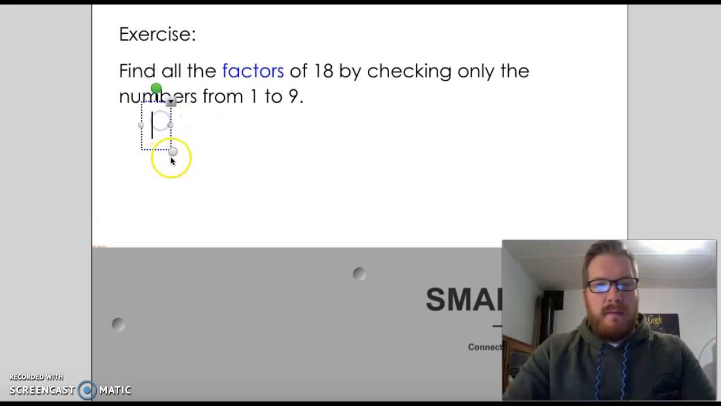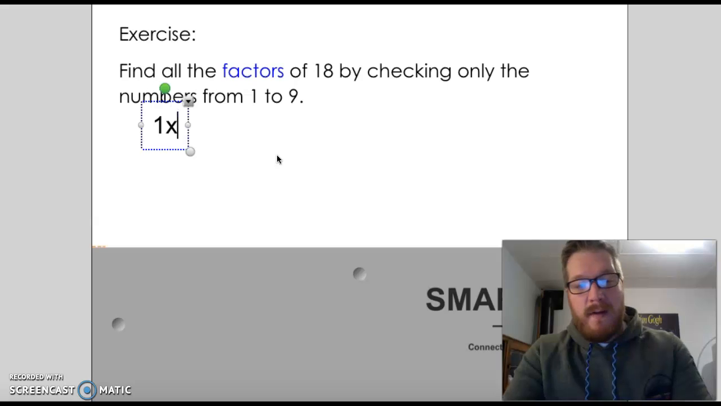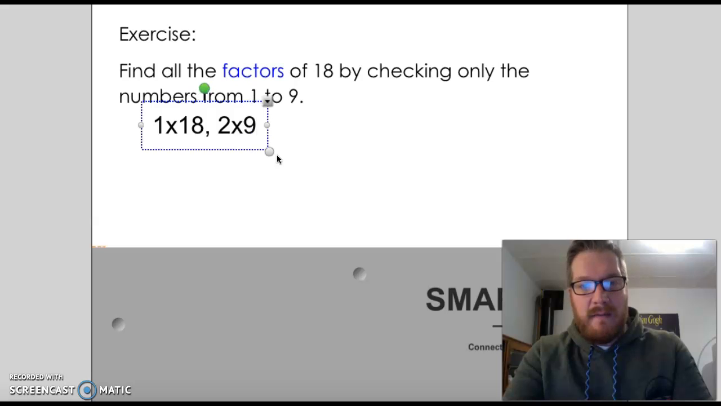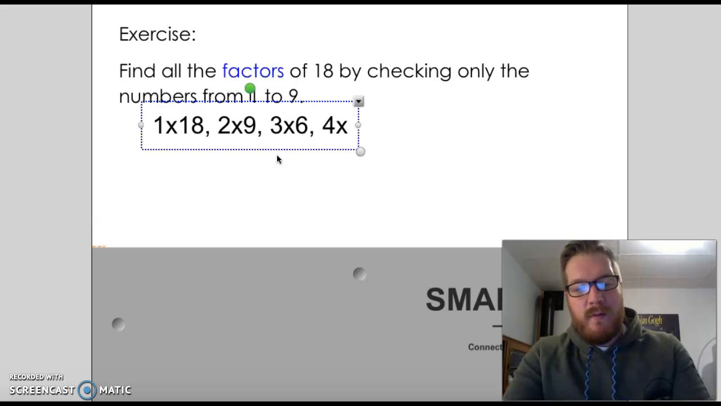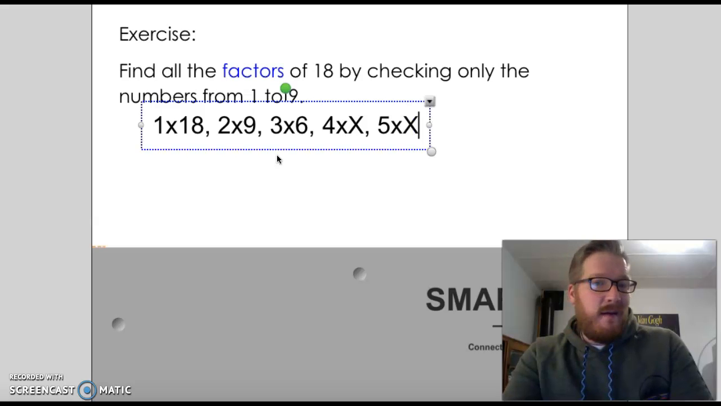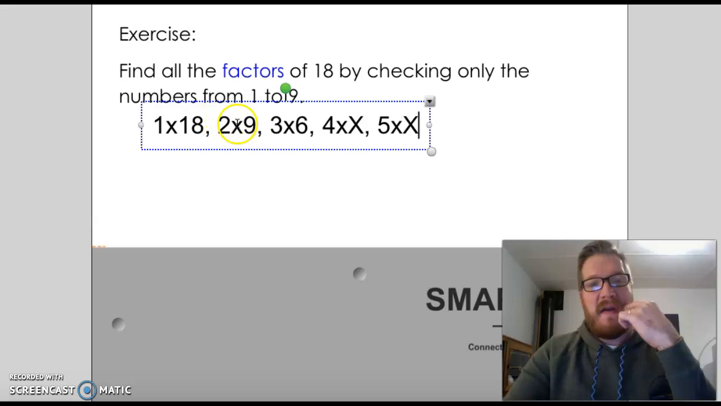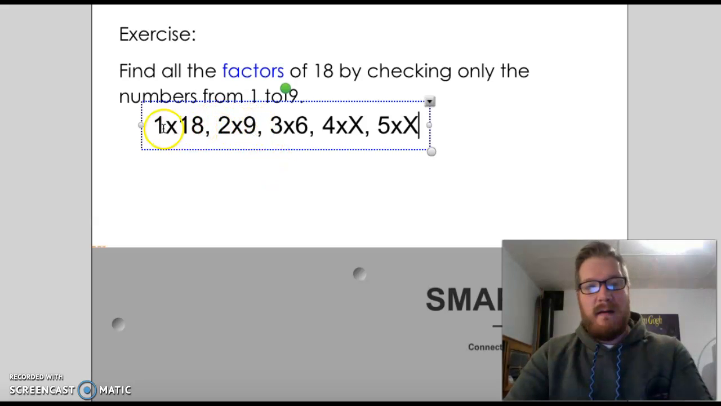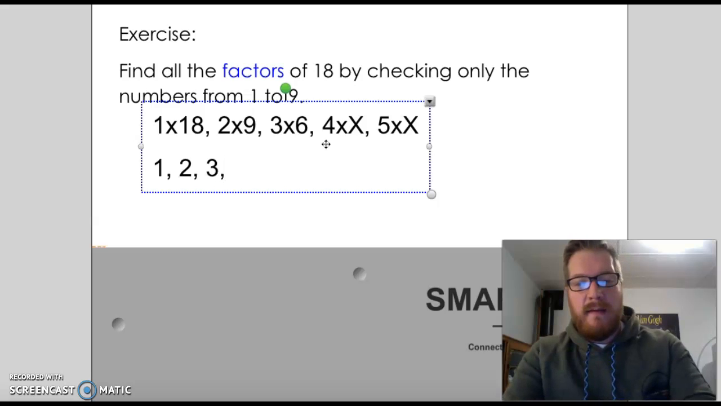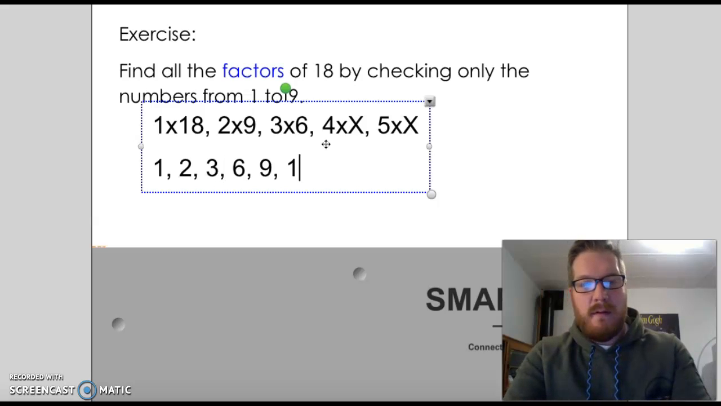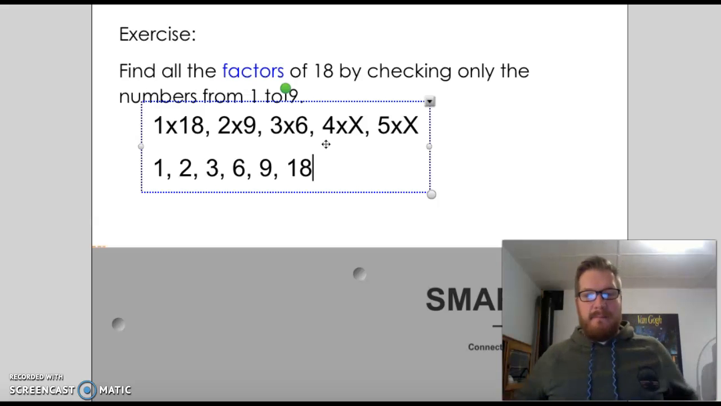Okay, so what I'm going to do then is 1 times 18 is going to be a factor. Those are factors. 2 times 9 is going to work. 3 times 6 is going to work. 4 times nothing. 5 times nothing. And then I don't really need to go much past because I've got the halfway point. I've got 1, 2, 3, and then 6, 9, and 18. So those are all of my factors of 18: 1, 2, 3, 6, 9, and 18.